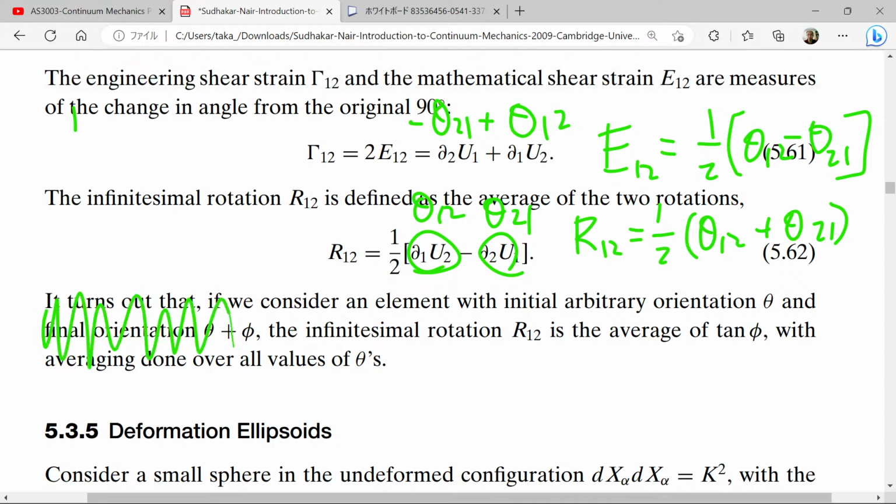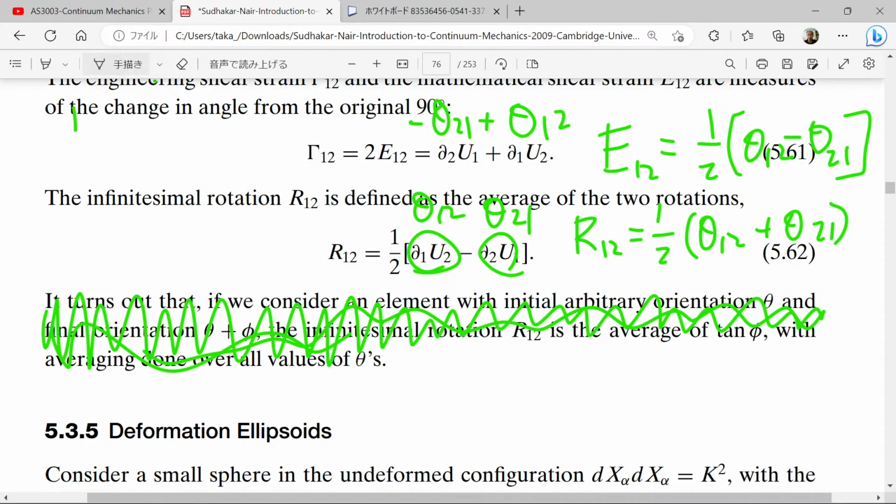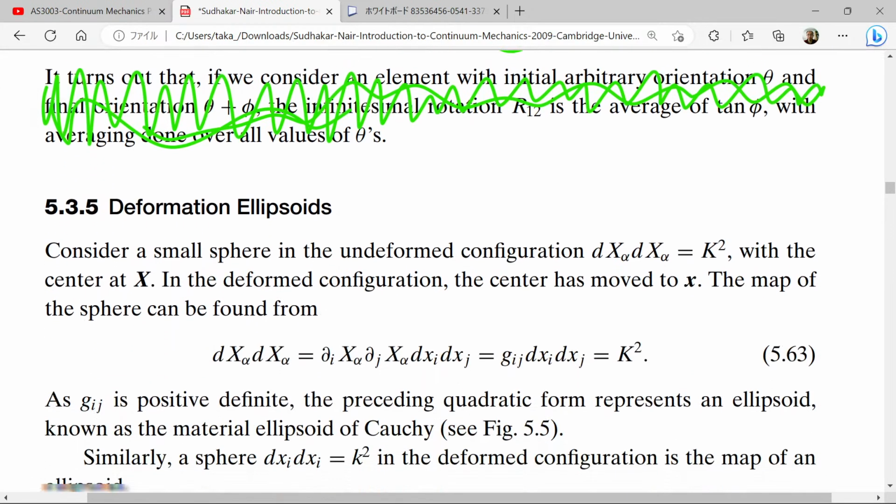concluded this sentence here is just confusing. So don't worry about it. This one, don't worry about it. So we can ignore it. So then we go to the next section.